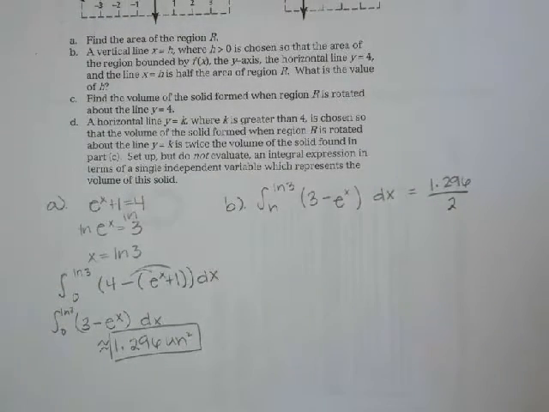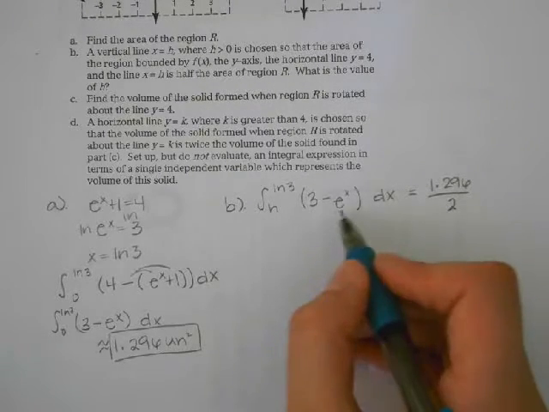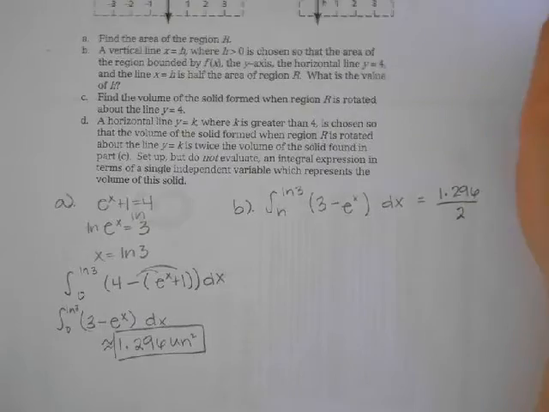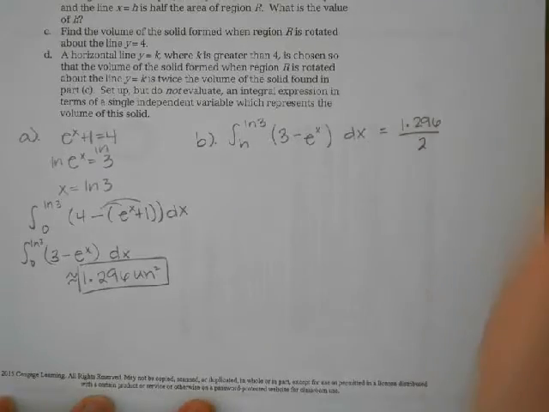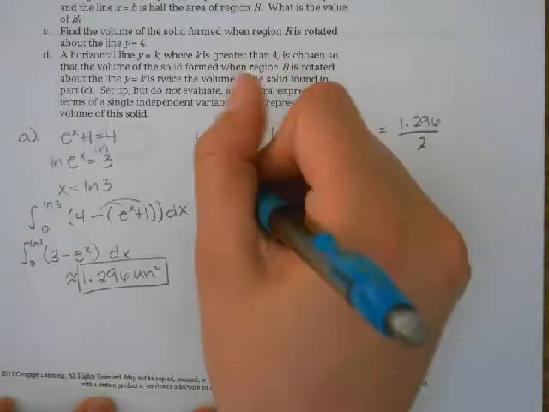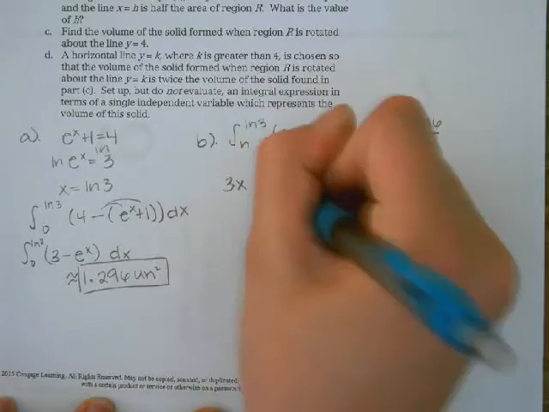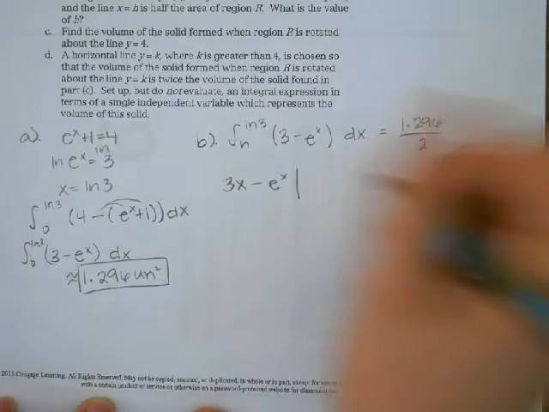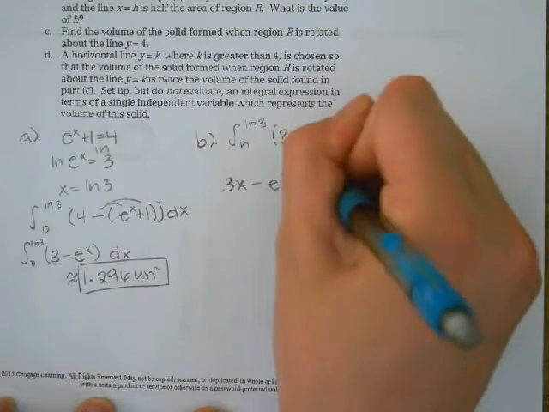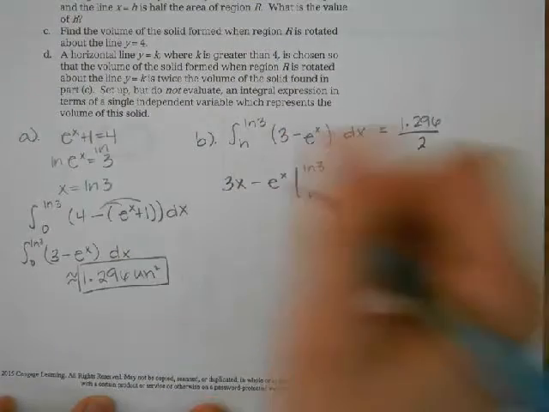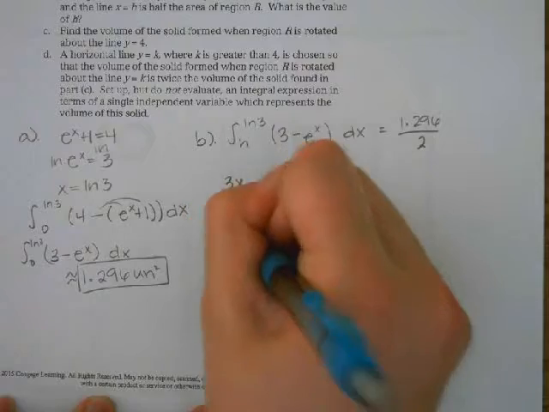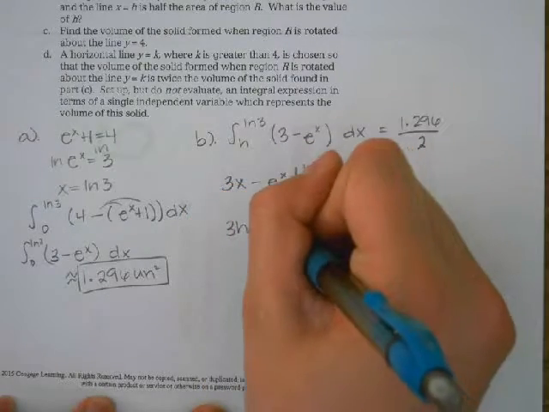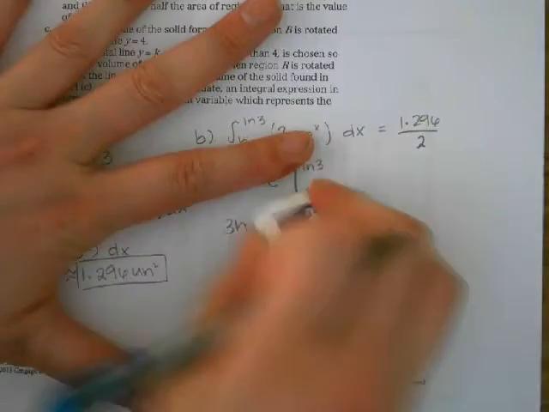So we've got to solve for h. That's what we're trying to do. At this point you have to integrate this by hand because you can't plug h in on your calculator like that. So the integral of 3 is 3x minus the integral of e to the x, which is just e to the x, and we're evaluating that from h to ln 3. So I said 3h minus, sorry, I'm going backwards.